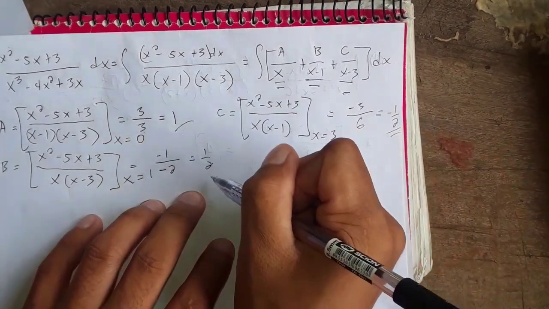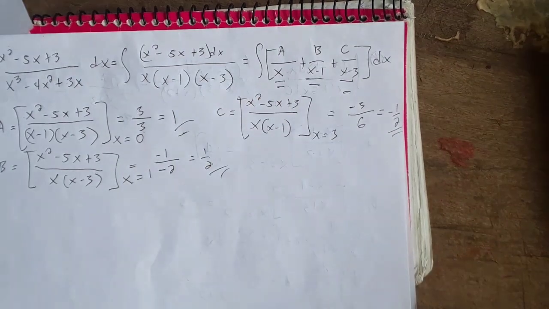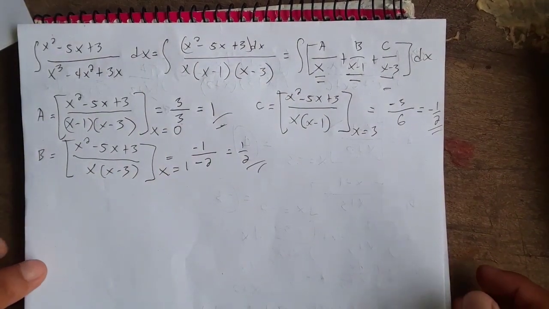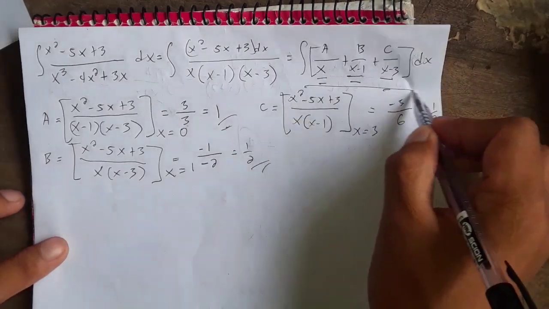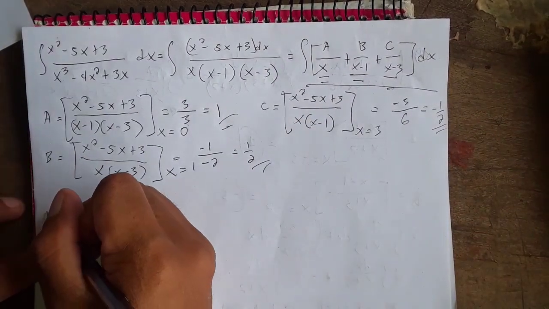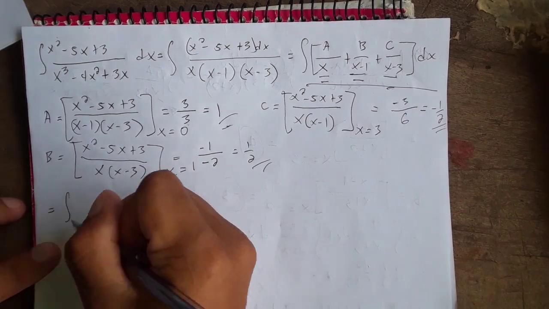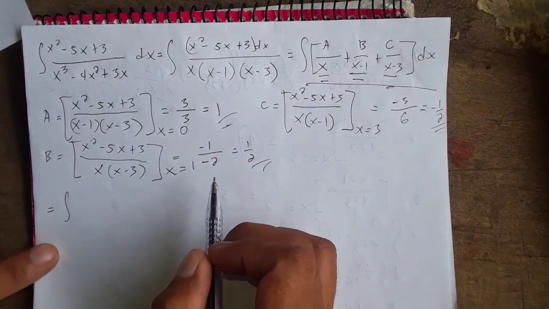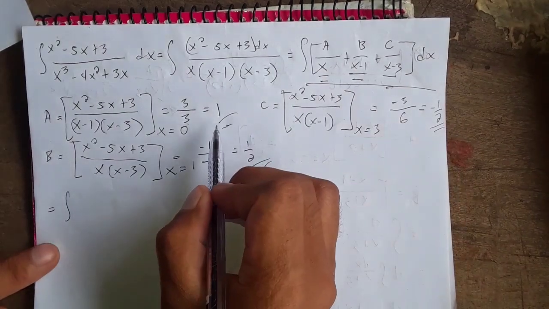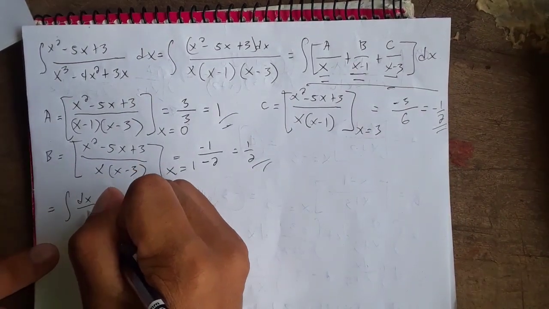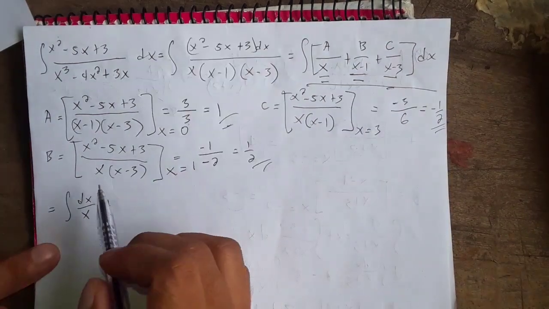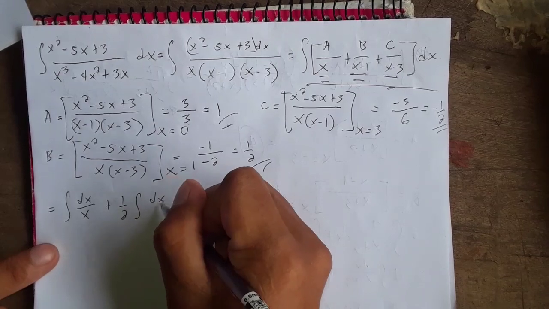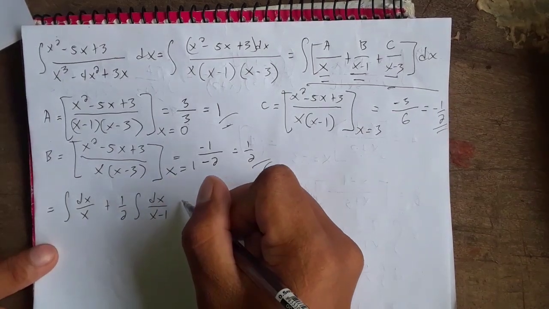So that is our value of the constant a, b, and c. By substituting our values in this equation, we have the integral of a, where a is equal to 1, so we have dx over x, plus b, where b is equal to 1/2, so we have 1/2 integral of dx over x minus 1.